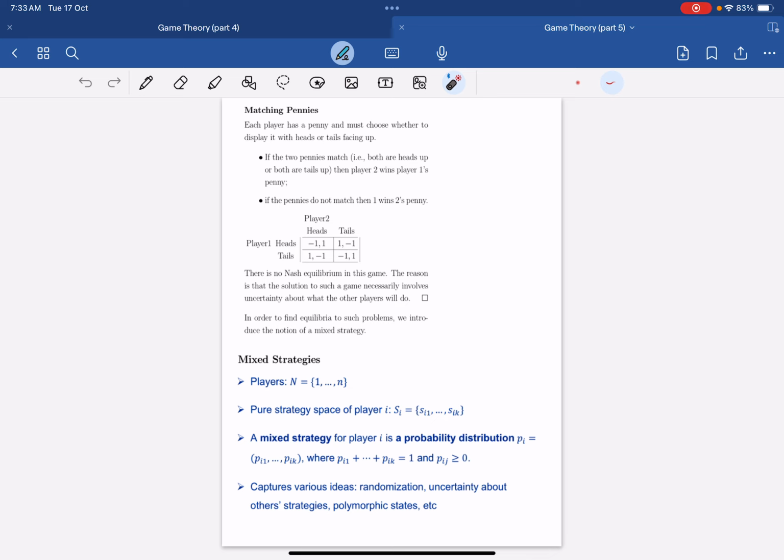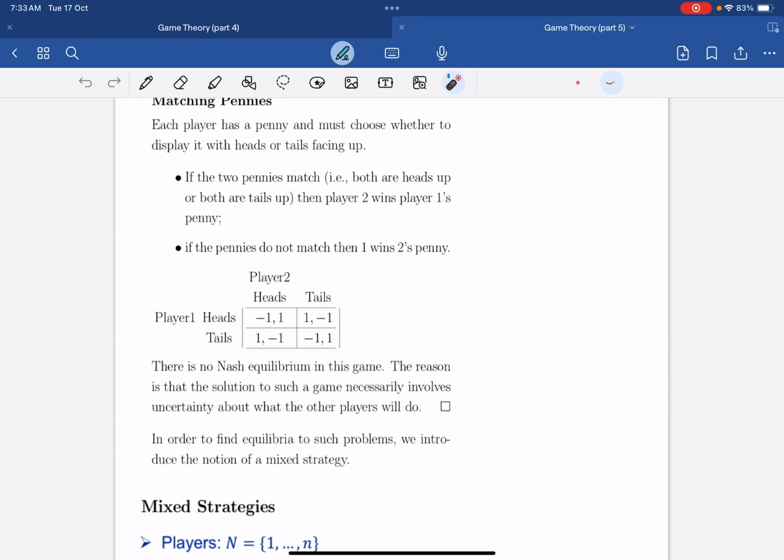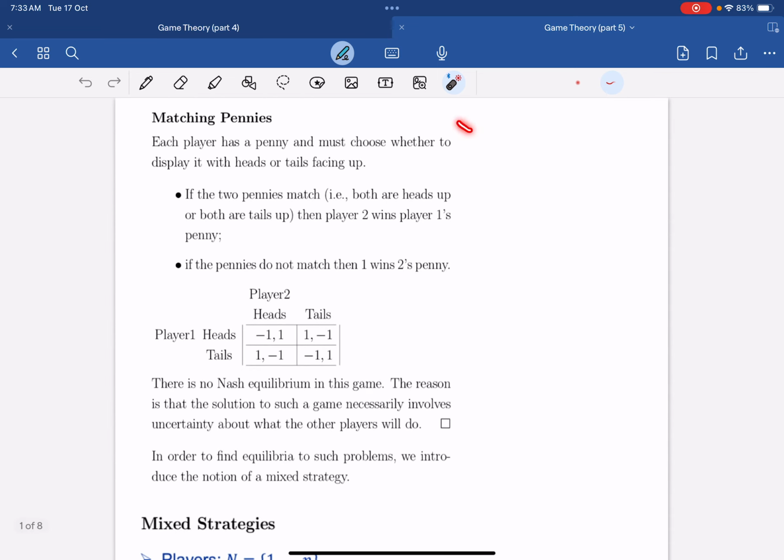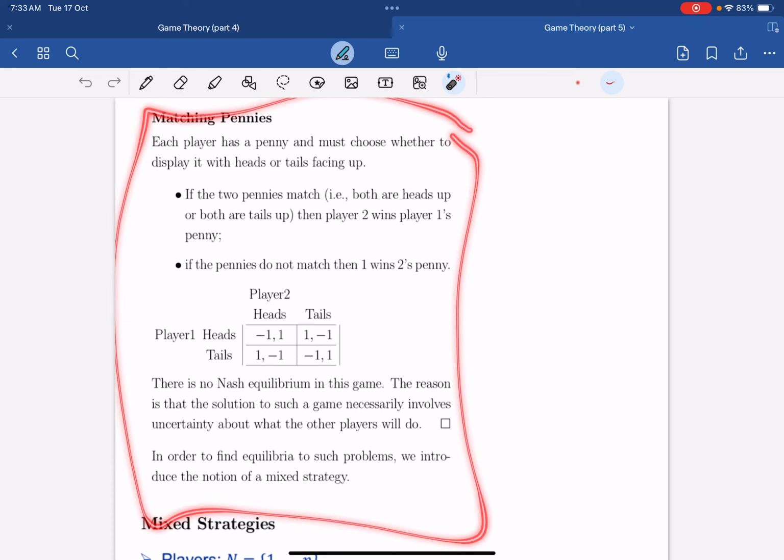Hi, in this video, we'll be going through the mixed strategy Nash equilibrium and how we're going to find this mixed strategy. So why is there a need for mixed strategy? In the previous videos, what we learned is a pure strategy where you only have one action at a time. But this might fail in certain cases, such as the matching pennies case.